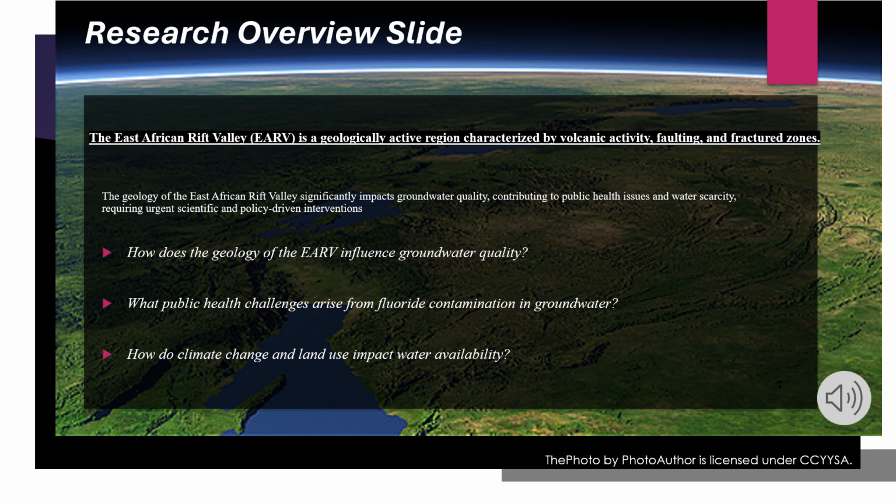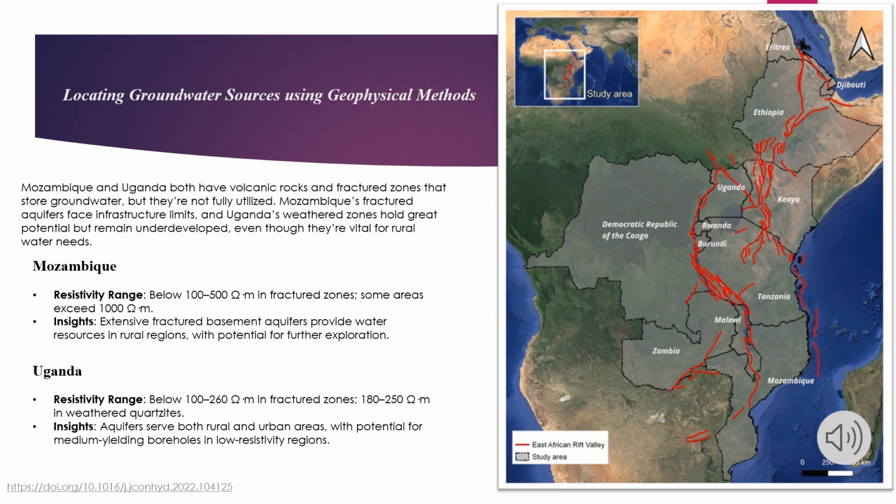One, how does the geology of the EARV influence groundwater quality? Two, what public health challenges arise from fluoride contamination? And three, how do climate change and land use affect water availability? To answer these questions, I highlight the need for better groundwater management, public health initiatives, and sustainable practices to combat water scarcity and contamination. We start off by locating groundwater sources.